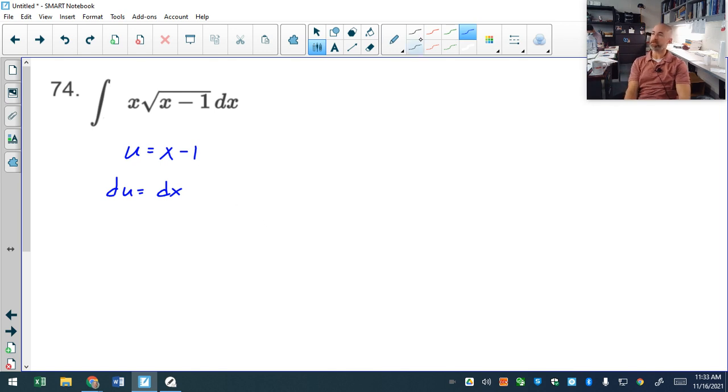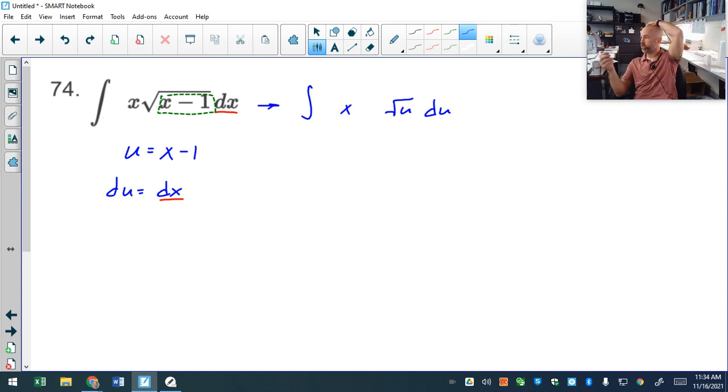Do I see a dx? Yes, that means I can proceed with my substitution. So I start by taking out the dx and I put a du in its place. Then I look at everything else, and I have to get rid of every other x. x minus 1 is u, so that becomes the square root of u. But we still have 1 x left over that must be accounted for, and that's going to be u plus 1.